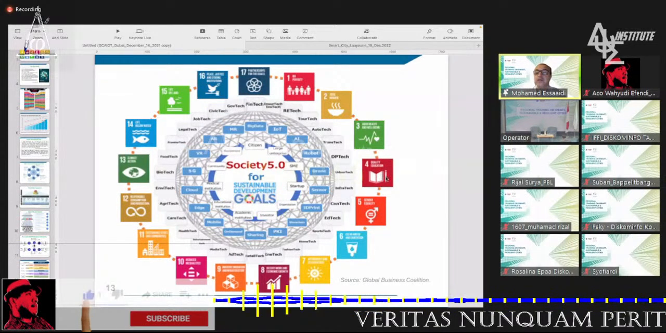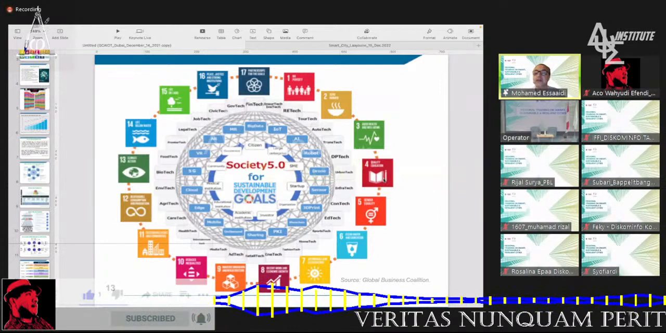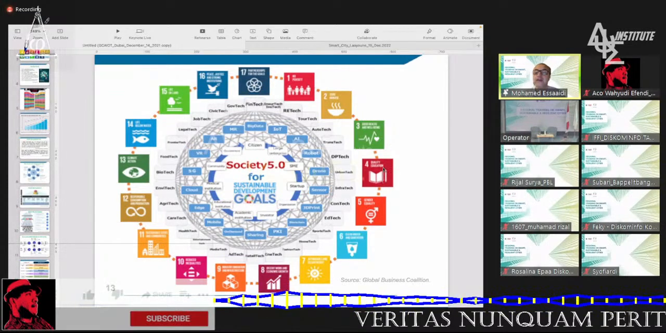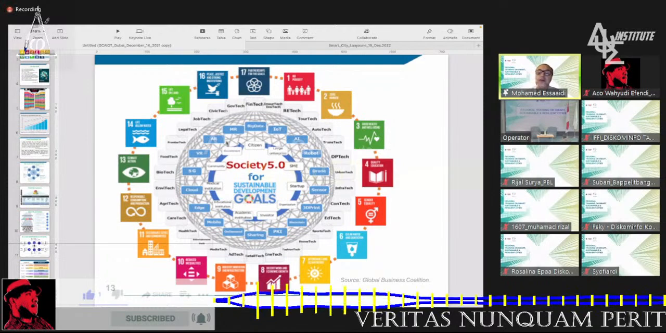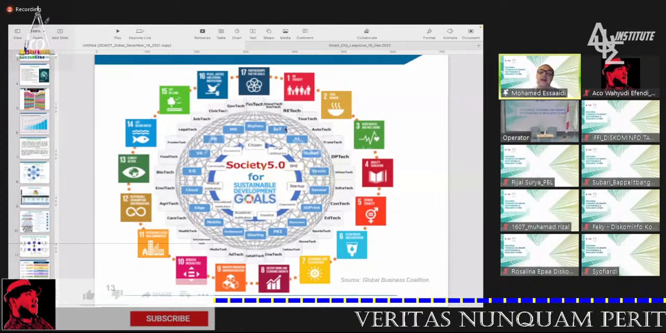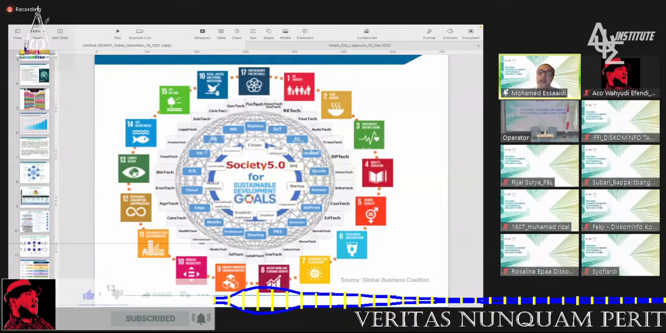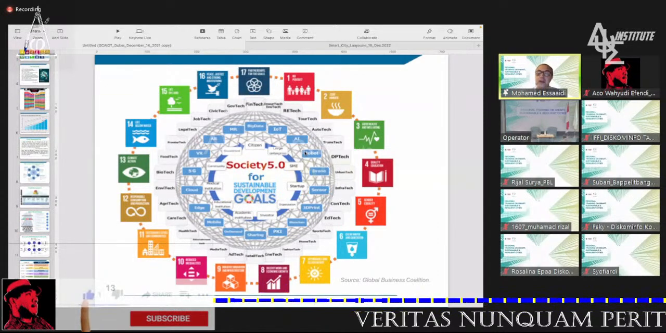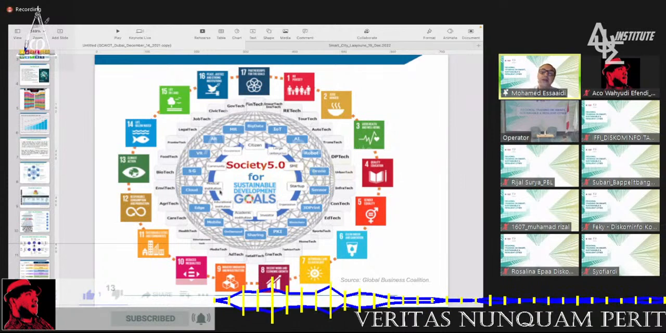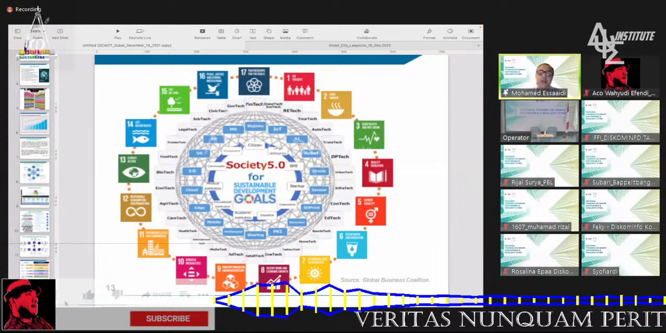If we take here, for example, quality education or SDG number 4, you have technologies that could contribute to this SDG, but you have also all kinds of digital technologies supporting this, like artificial intelligence, robots, drones, sensors, mixed reality, augmented reality, cloud computing, etc.